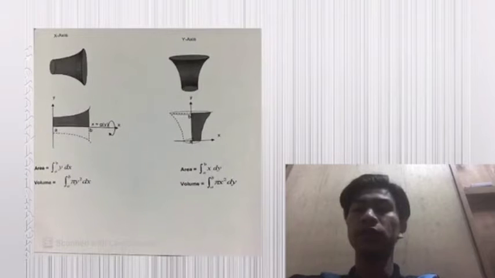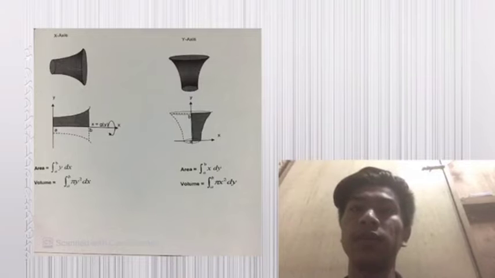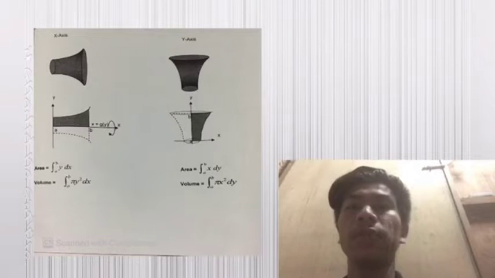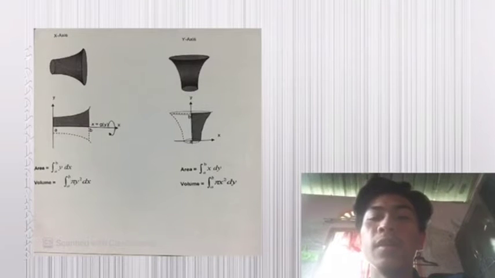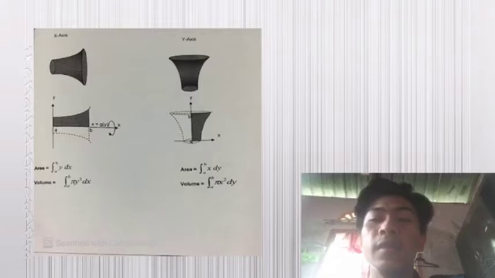This picture shows the area and volume of a bounded region and the formulas for the x-axis and y-axis. Formula for x-axis: area equals the integral from a to b of y dx. For volume, the integral from a to b of pi y squared dx. For the y-axis, area is the integral from a to b of x dy. Volume is the integral from a to b of pi x squared dy.